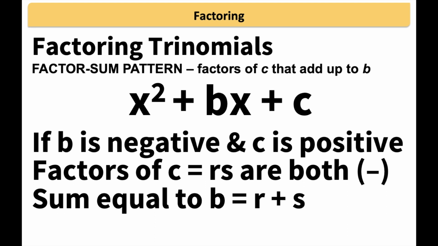Either pareho silang positive or pareho silang negative. But since negative ang B mo, dapat ang parehong factors ng C mo would be negative. Okay? So, in the earlier example, hindi natin consider yung negative factors ng 12, like negative 12 times negative 1, kasi positive naman yung B natin. But in this case, since B is negative and C is positive, both factors ng C natin na kukunin would be negative. And yung sum dapat nila would still be equal to B.